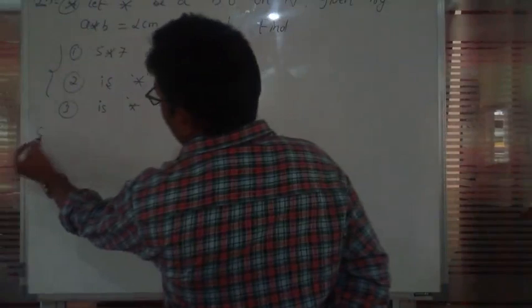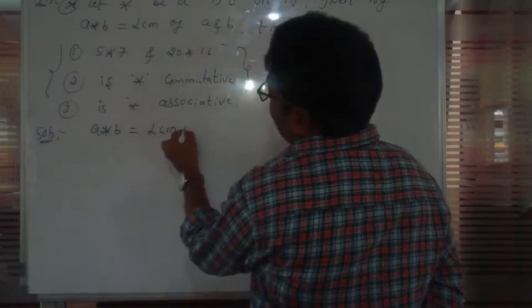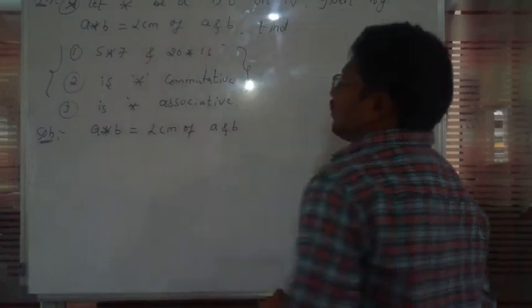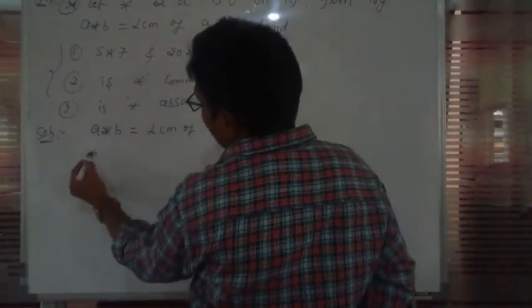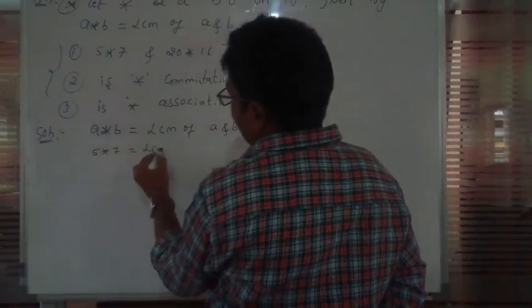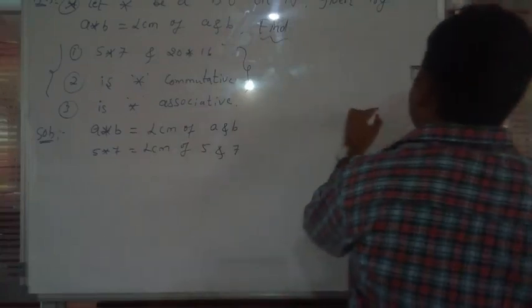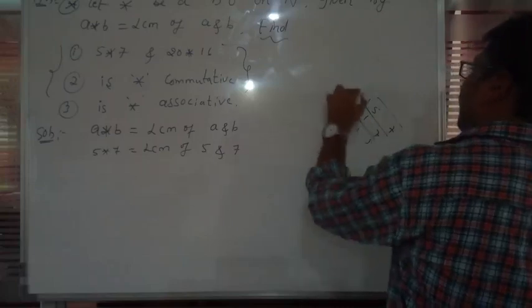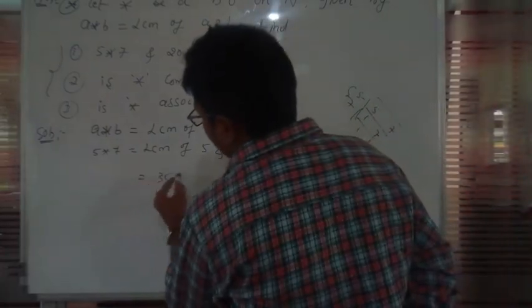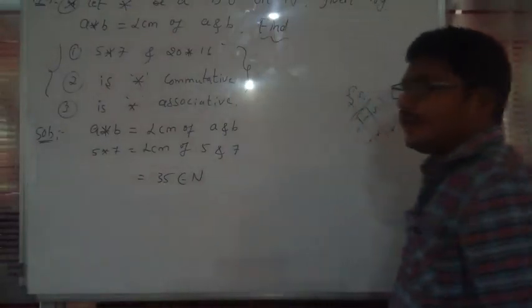Okay, first one. The given problem is a star b is LCM of a and b. First you should find 5 star 7. So we write 5 star 7 as LCM of 5 and 7. What is the LCM? 5 sevens are 35. Is it possible? 5 and 7 both belong to the natural numbers, and 35 also belongs to the natural numbers.